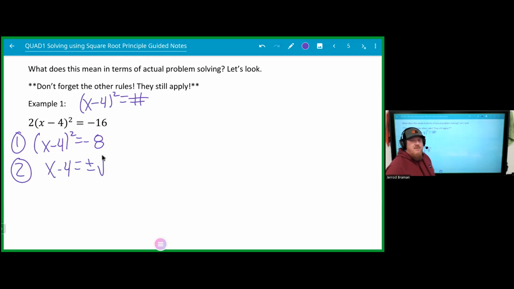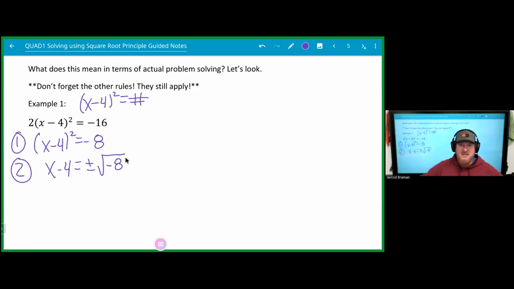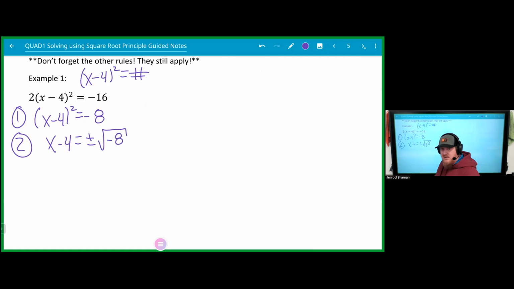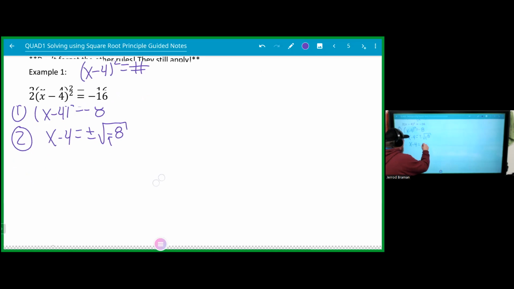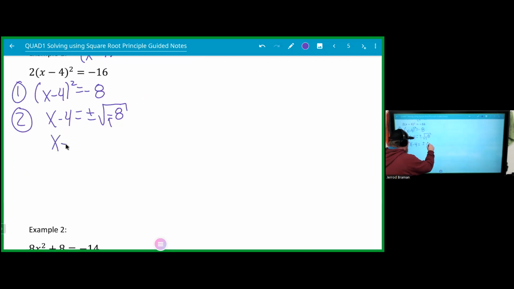At this point before, you would have said, I'm done, no real solutions. But this is Algebra 2. We're going to have some solutions. They're just imaginary. Now, this is the point when you see that negative number inside of the square root, we pull that out and call it an i so we can simplify the rest of the square root. We have x minus 4 equals plus or minus i square root of 8. And we need to simplify the square root of 8.